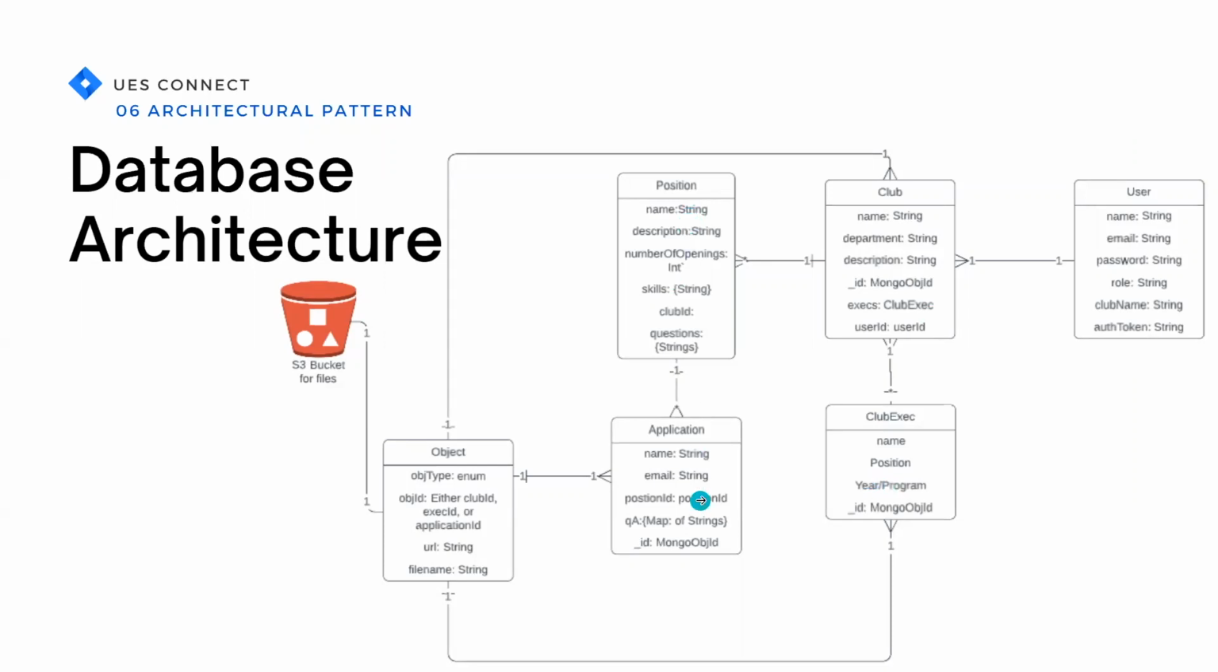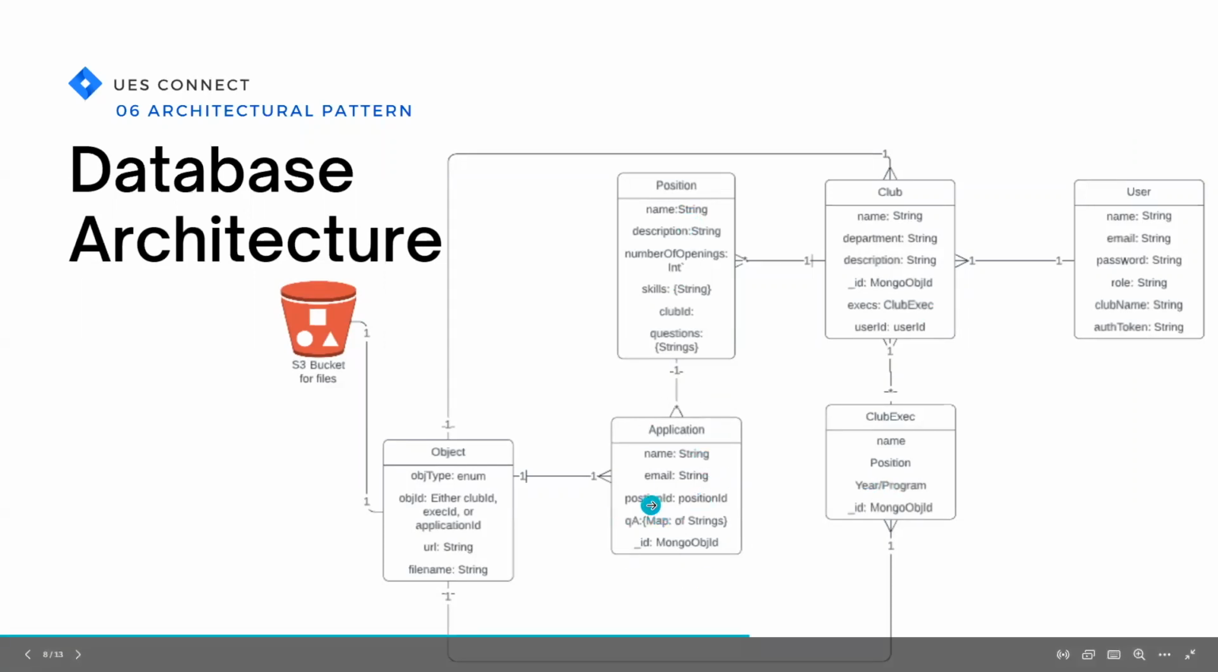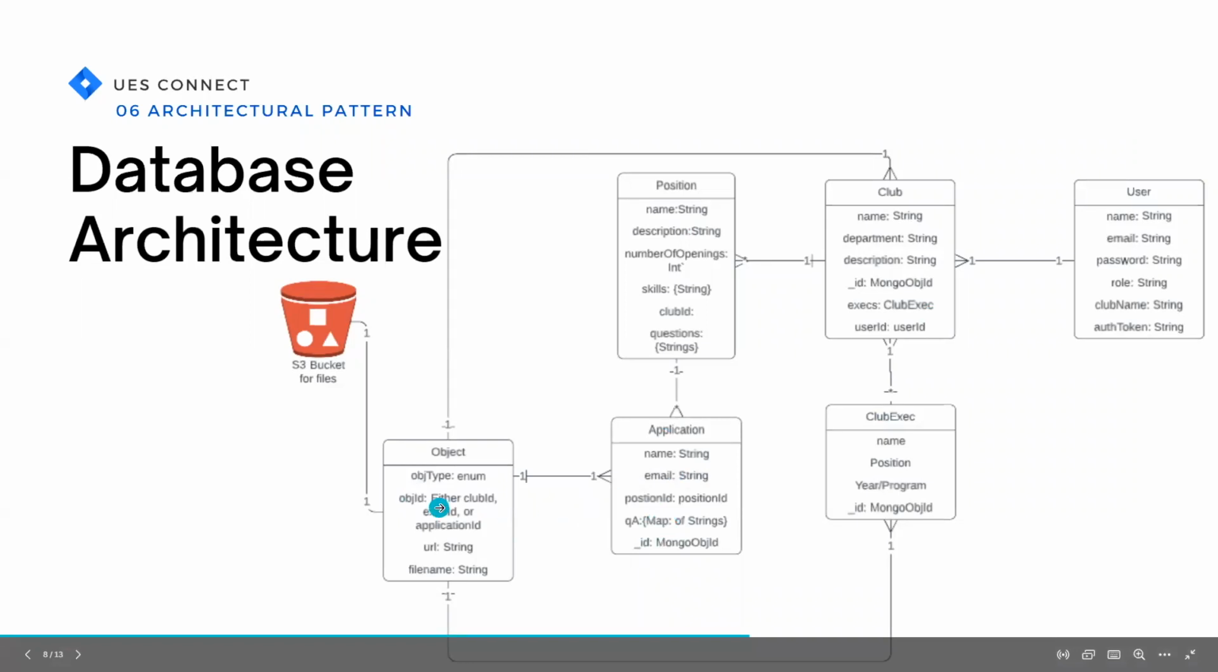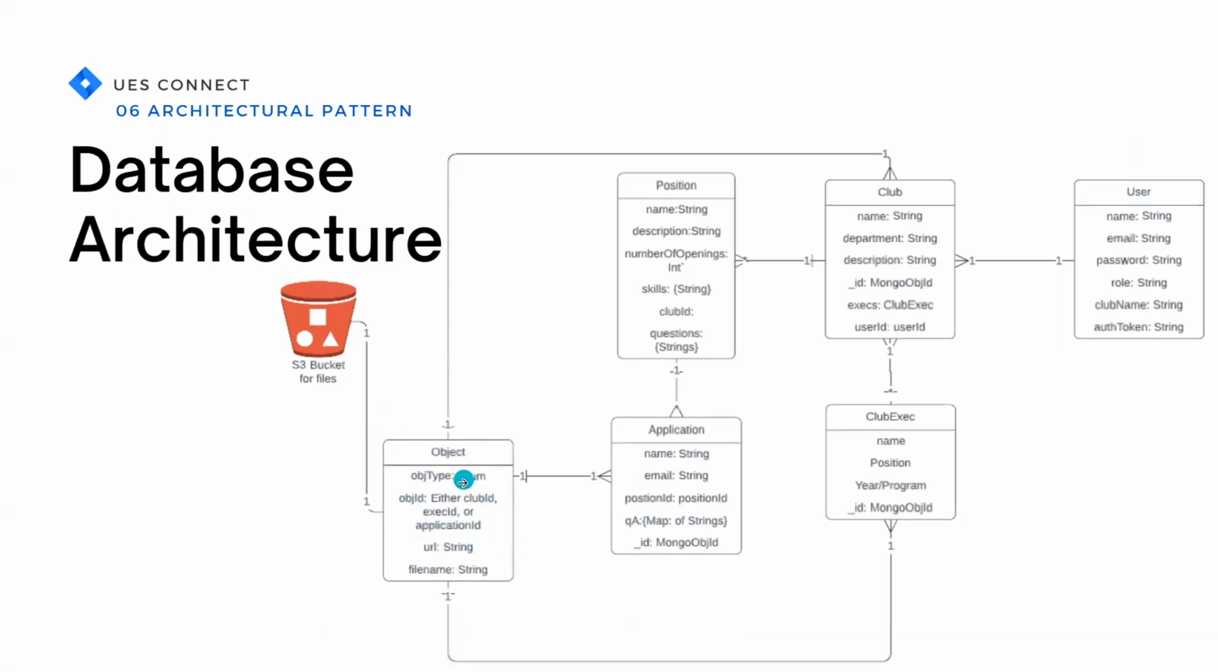And then each position has multiple applications that get submitted. And then this object right here, this is our file upload system. So each club will have like a logo, for example, an exec will have a headshot, and an application will have a resume. And so this just stores whatever the URL is from the S3 bucket so that we can go back and fetch that. Now I'll pass it off to Cole for further comments.